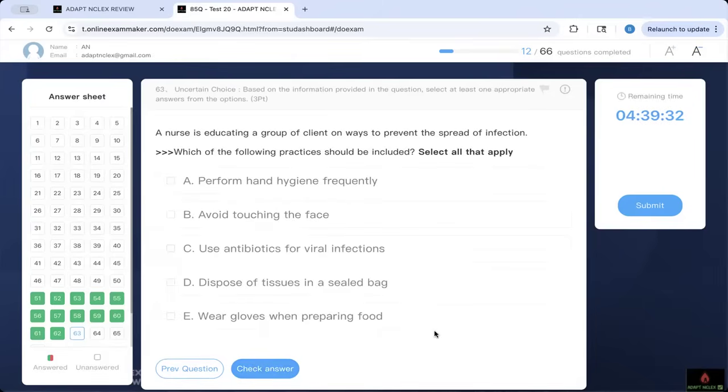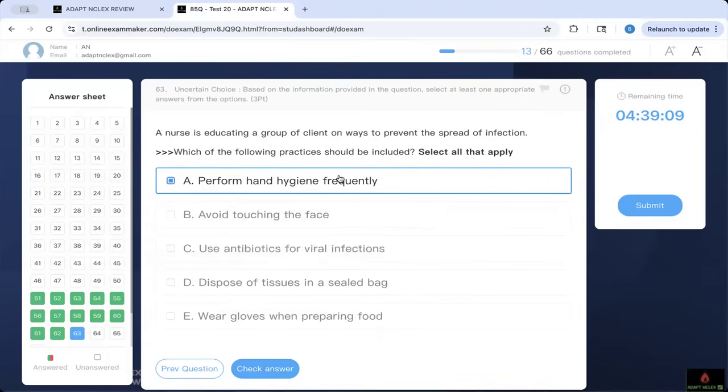This is educating a group of clients on ways to prevent spread of infection. Which of the following practices should be included? How do you prevent infection? Perform hand hygiene frequently, avoid touching your face, use antibiotics for viral infection, dispose of tissue in a sealed bag, and wear gloves when preparing food. What is the best way to prevent infection? Of course, hand hygiene is the best thing to prevent it.